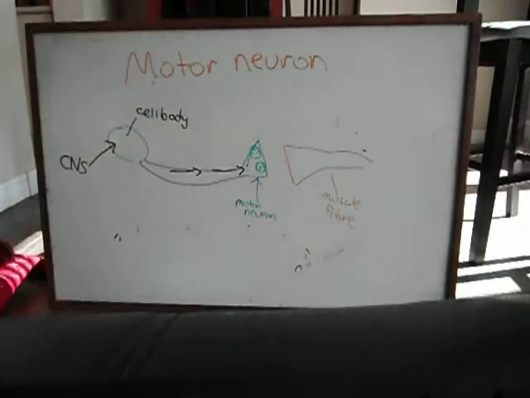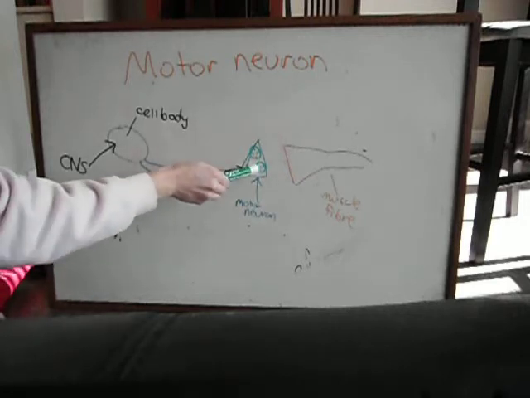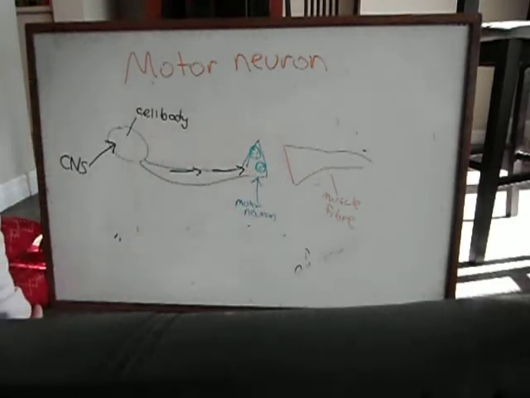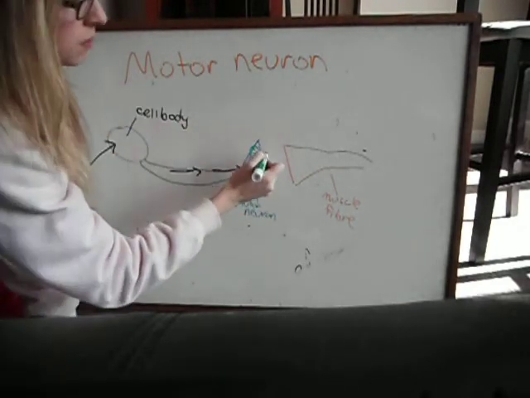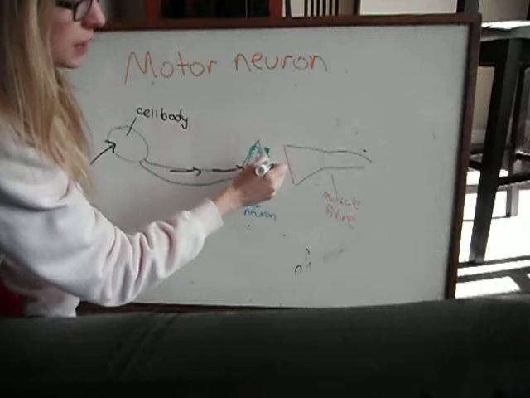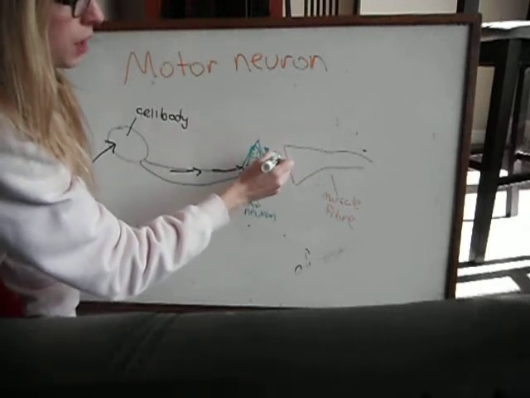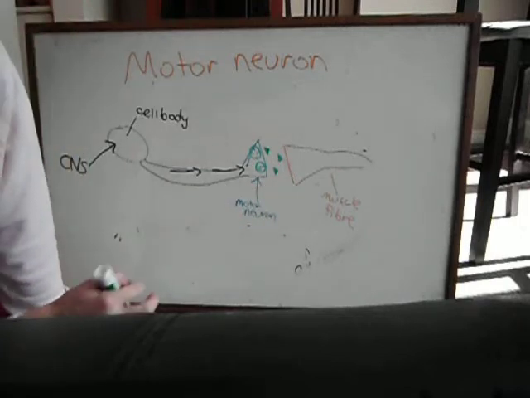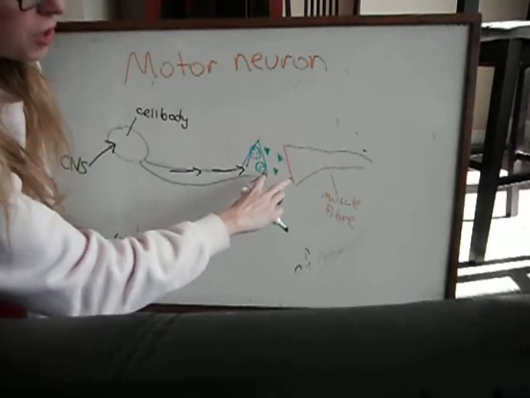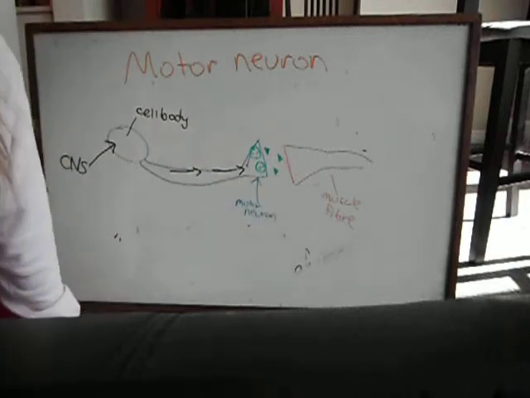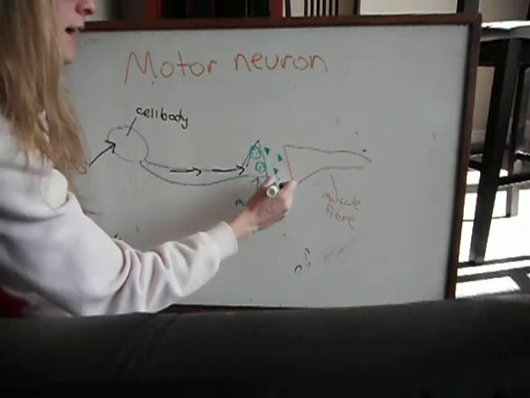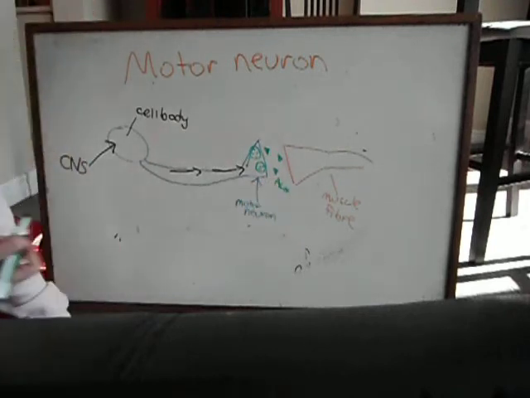So how these two are going to communicate is the motor neuron, when this signal reaches the end, it's going to release these neurotransmitters. In the motor neuron, these transmitters are called acetylcholine. So acetylcholine is going to be released, and it's going to travel across this cleft. This is called the synaptic cleft. So this neuron and this muscle fiber are never actually touching, but they're very close, and they communicate through this chemical messenger called acetylcholine, or ACh.